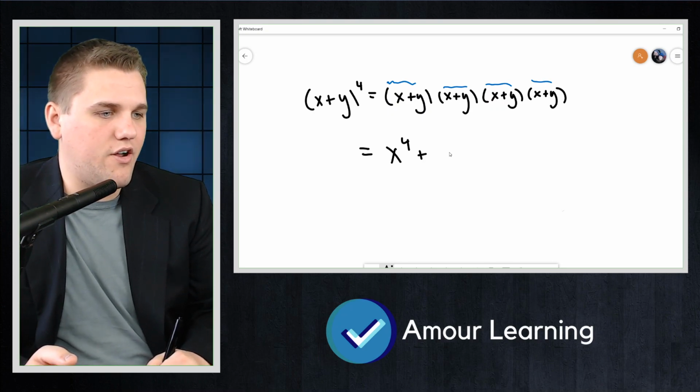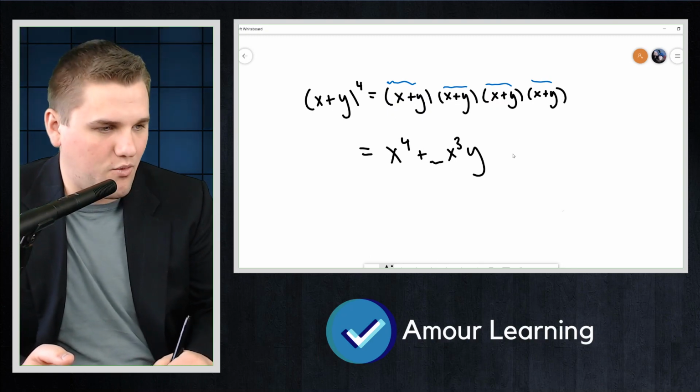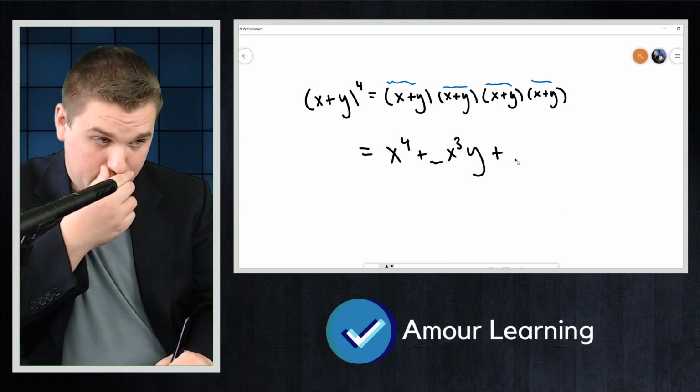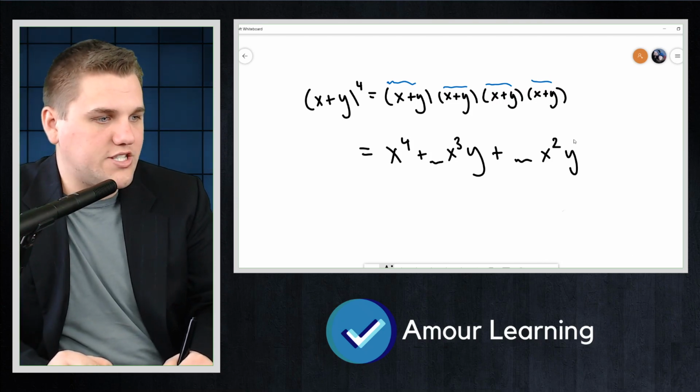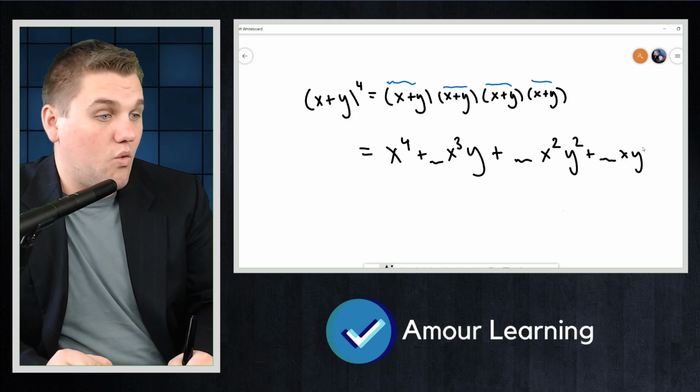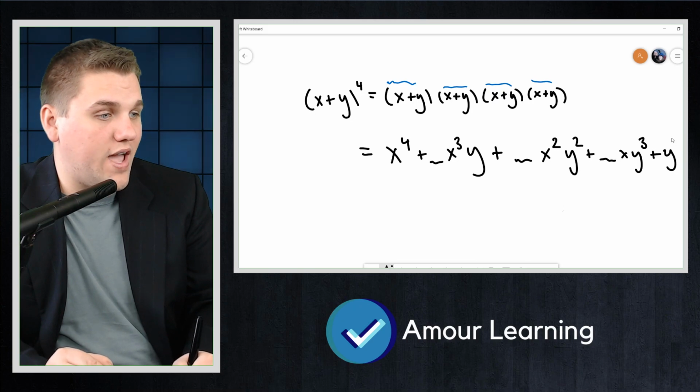And then there's a term for x cubed y. I don't know what that number is yet. We'll get to that in a second. There's a number for x squared y squared. Plus there's a number for x y cubed. And then at the very end here, we have y to the fourth.